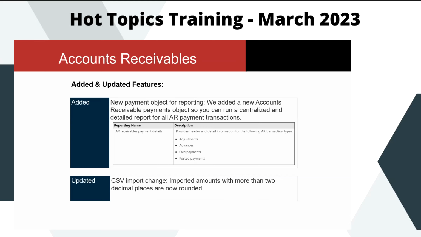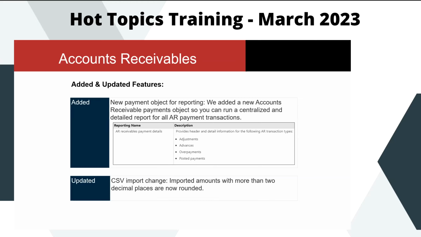Previously, when you built a report from the AR payments module, you had to create a separate report for each payment object. Now you can just select AR receivable payments detail as your custom report data, and all relevant payment detail will come through regardless of whether the payment started as an adjustment, an advance, a posted payment, or an overpayment.